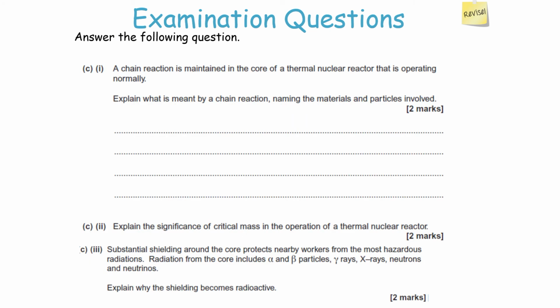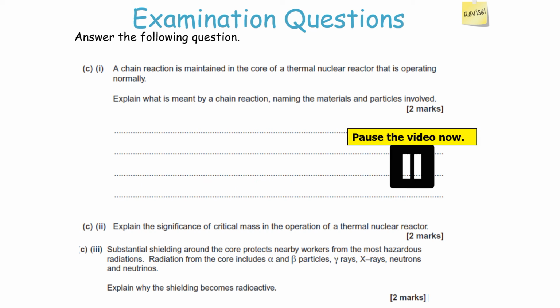Let's have a look at another question. A chain reaction is maintained in the core of a thermonuclear reactor that's operating normally. Explain what is meant by the chain reaction, naming the materials and the particles involved. Then explain the significance of critical mass in the operation of a thermonuclear reactor. And then substantial shielding around the core protects nearby workers from the most hazardous radiation. Radiation from the core includes alpha and beta particles, gamma rays, X-rays, neutrons and neutrinos. Explain why the shielding becomes radioactive. So pause the video now and then unpause the video when you want to go through the answers.